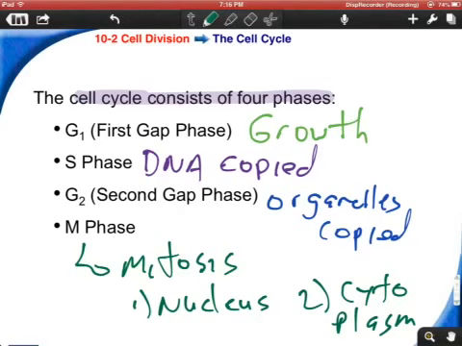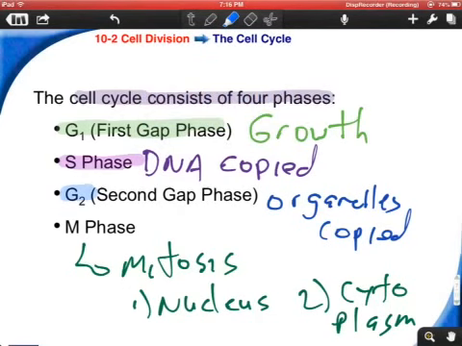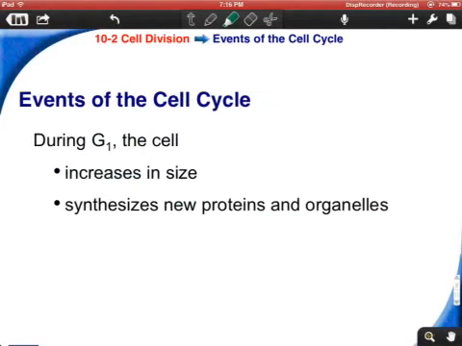Again, we have the G1 phase, which is growth. We have the second phase, which is the S phase, where DNA is copied. The third one is G2, which means the organelles are going to be copied. And then the final one is the M phase, which is basically mitosis.